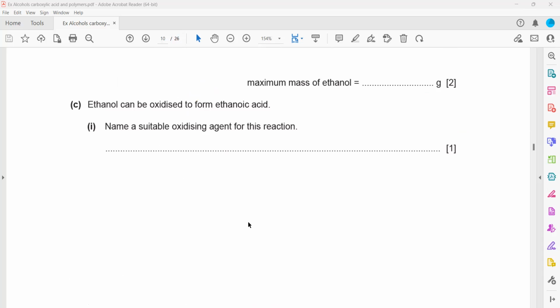Ethanol can be oxidized to form ethanoic acid. Name a suitable oxidizing agent. Acidified potassium permanganate, or acidified potassium manganate(VII).